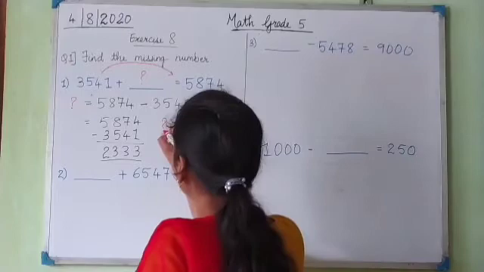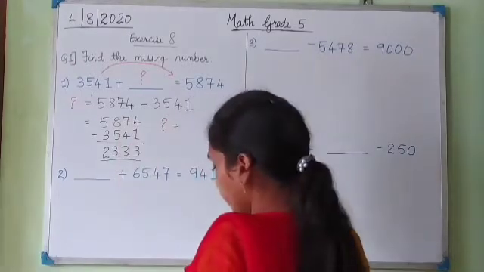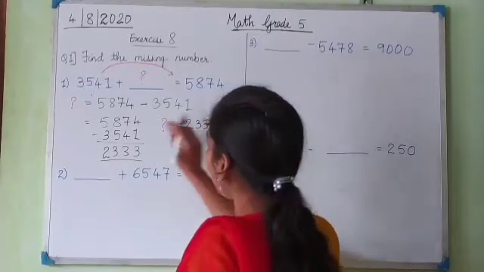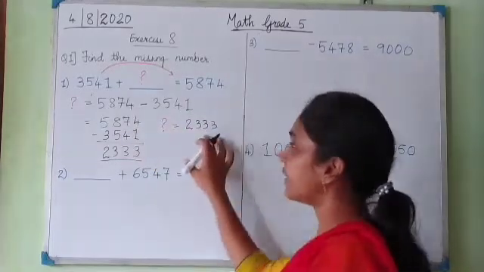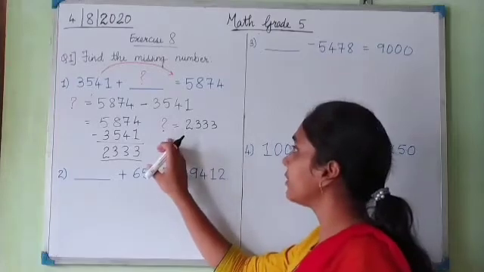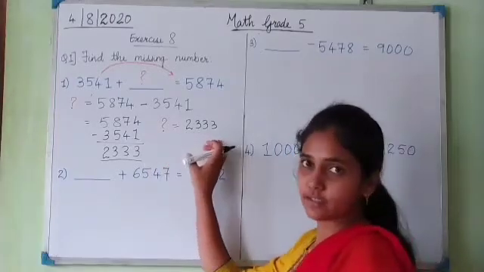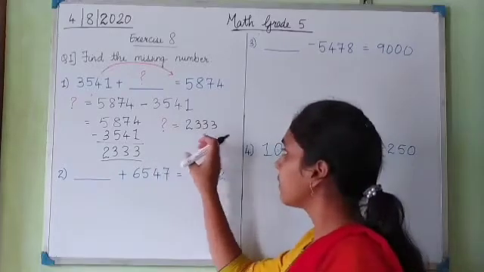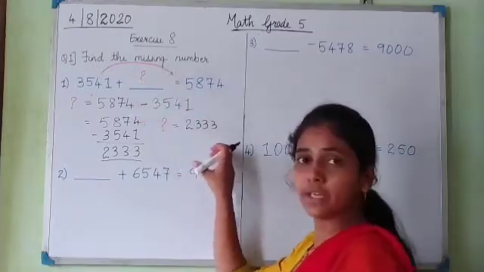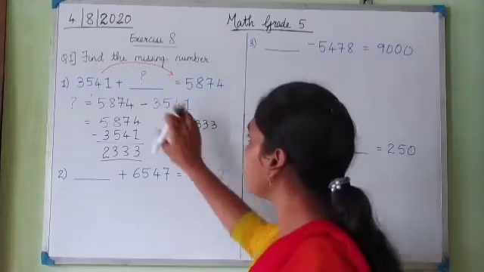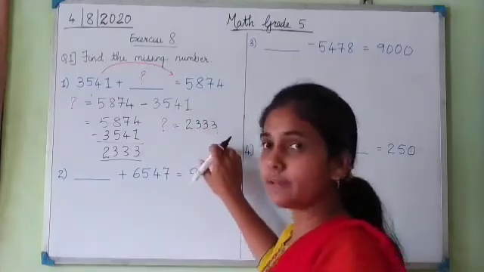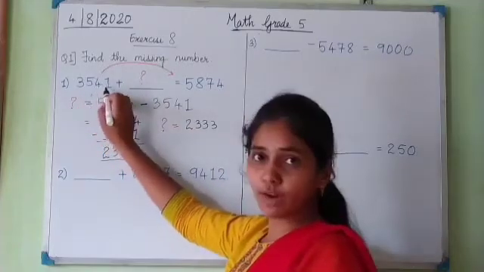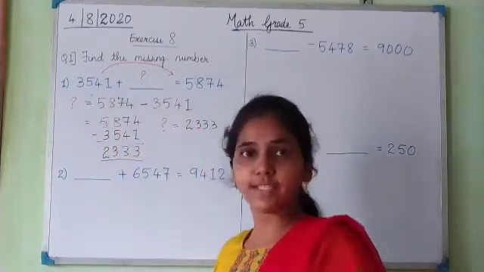So question mark is equal to, what did we get? Question mark is equal to 2333. That means in place of this, I have written the answer. So the blank which is there is the answer. This 2333 is the blank. That means the value of the blank is 2333. So the missing number is 2333. That means when I add this number to 3541, I will get 5874.